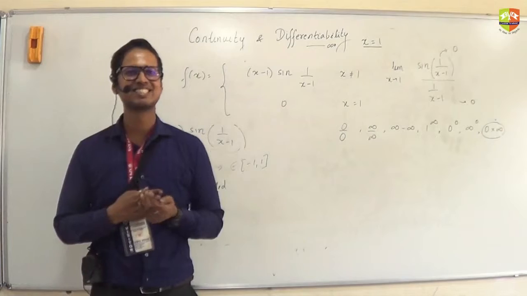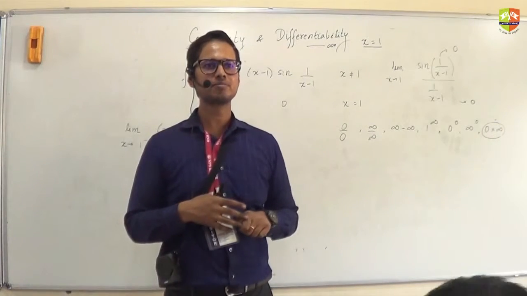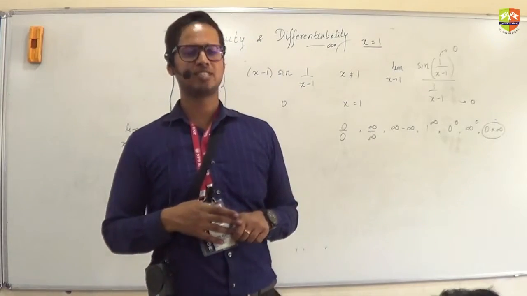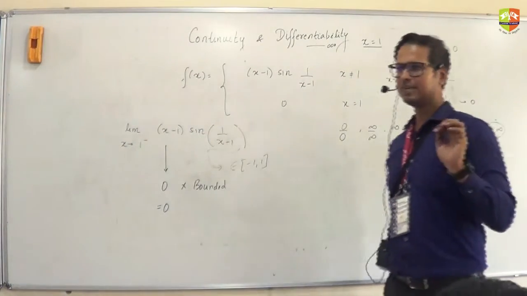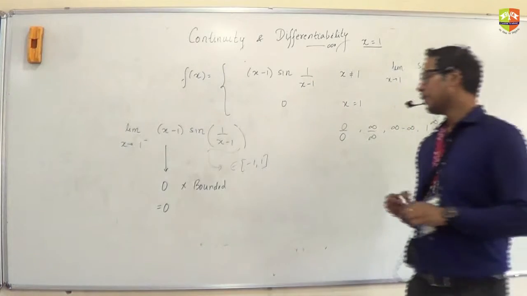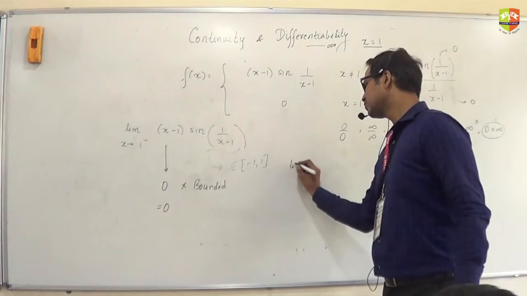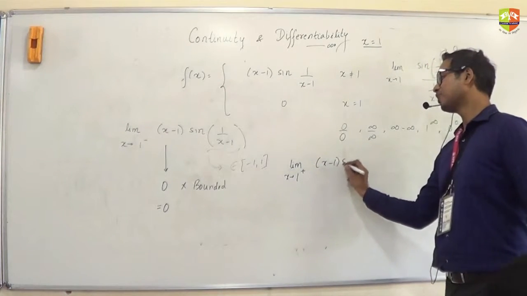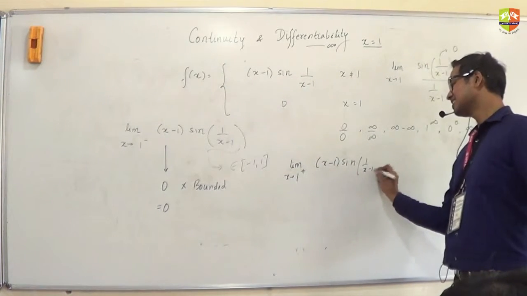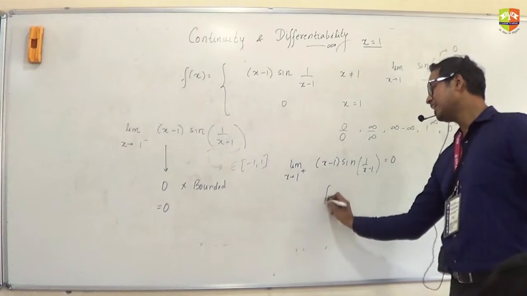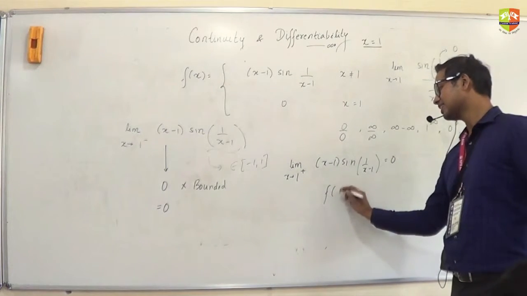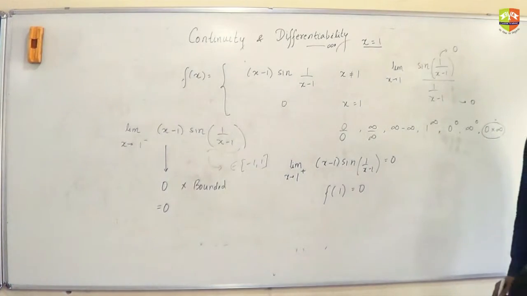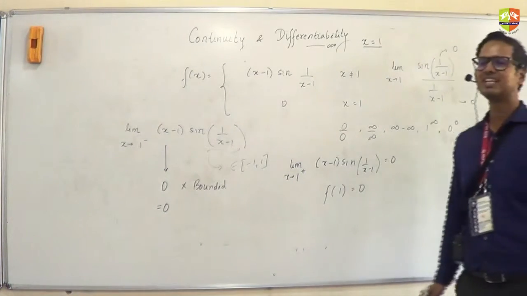So, what I said is just correct. I said it's continuous. Even 1 plus, is my thing clear? Can I say without much ado that even if it is 1 plus, what will be the answer? 0. What is the value of the function at 1? 0. Then what should your answer be? It is continuous at x equal to 1.